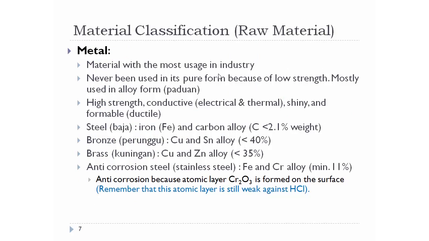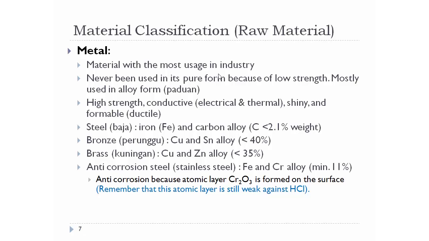Now, I want to discuss the first classification, material classification based on raw material: metal. Metal is the material with the most usage in industry. The thing is, it's never used in pure form because of low strength. Mostly, we use it in alloy form.